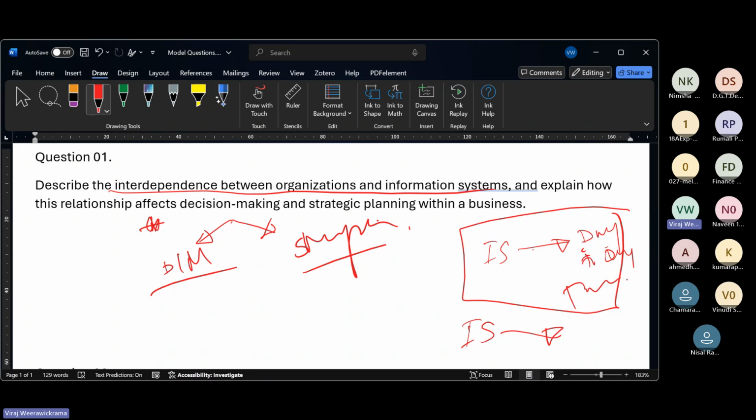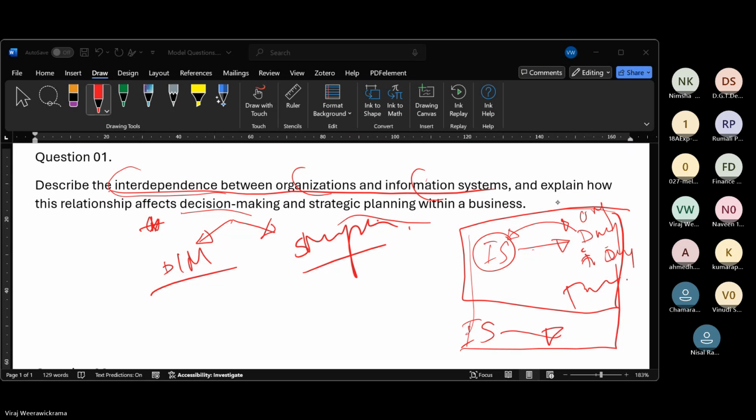Now you have to plan your answer. First of all, you have to summarize the interdependence between the organization and the information system. Thereafter, you can sum up your answers on the decision making aspect and the strategic planning aspect. When it comes to interdependence, you always have to focus on the relationship between organization and information system.